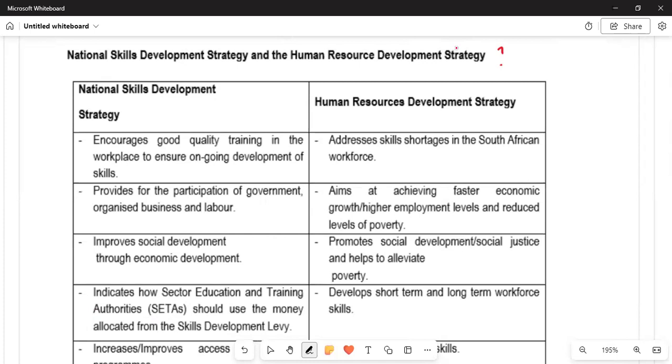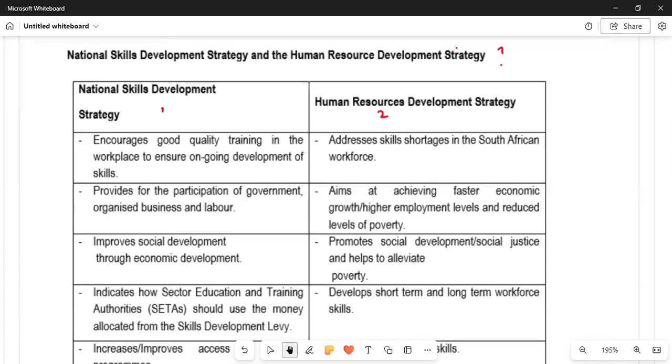So under the NSD strategy, this is where we encourage good quality training in the workplace to ensure ongoing development of skills. So good quality training is the training that is going to respond positively to the needs of what? Of the employees. With this, we are saying we are going to bridge the gap that the employees find themselves with. Also, under NSD, it provides the participation of government, organized business, and labor. It also improves social development through economic development.